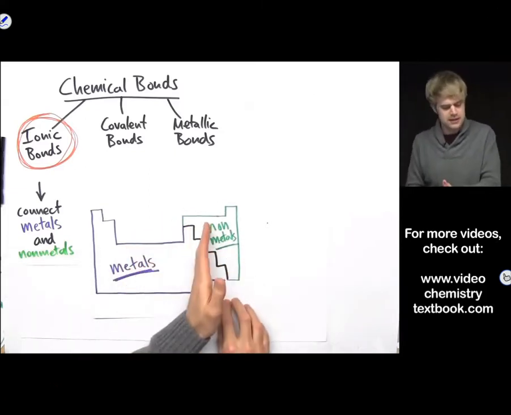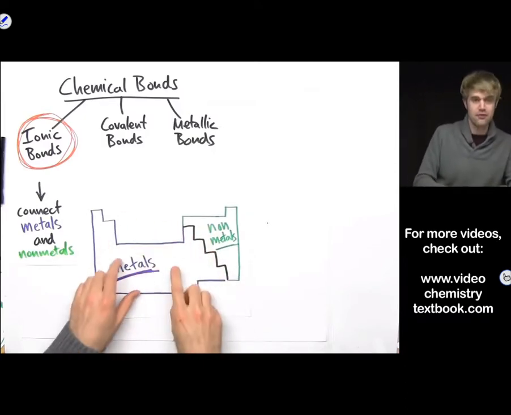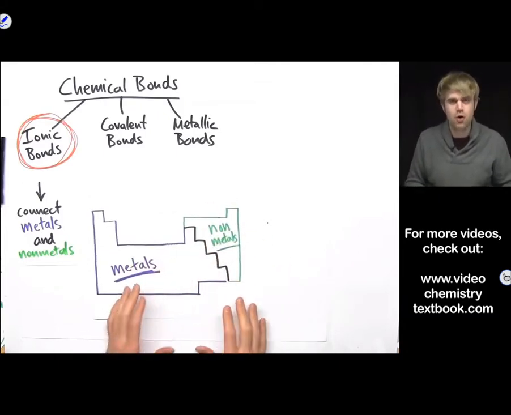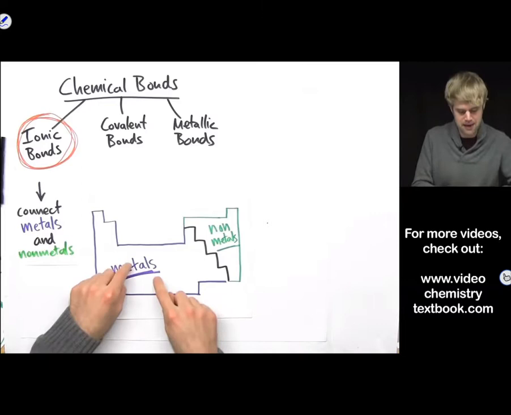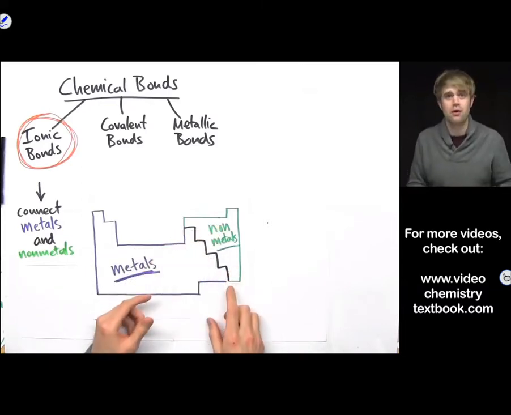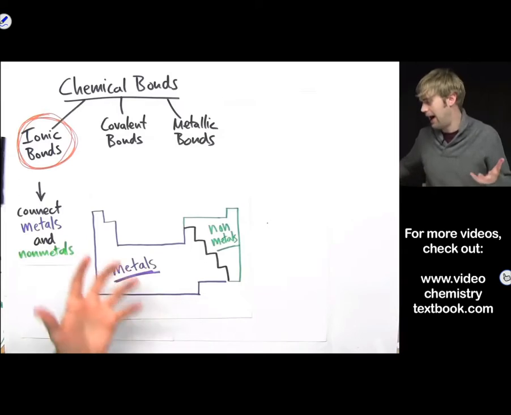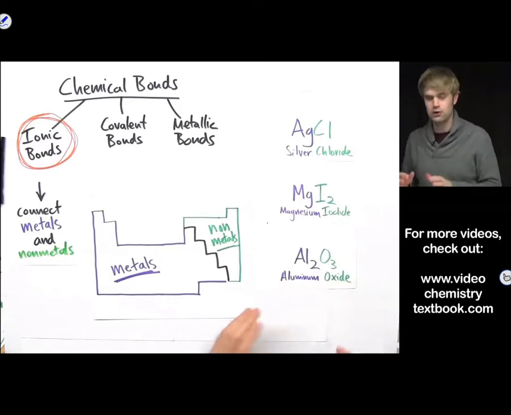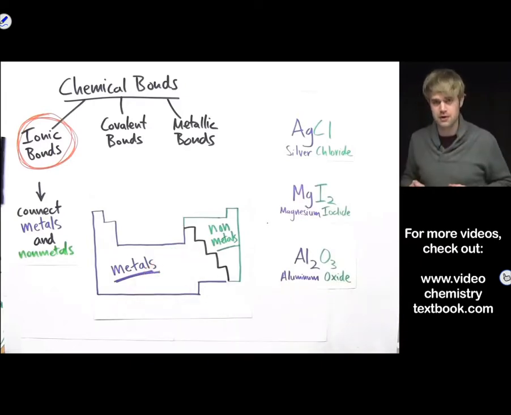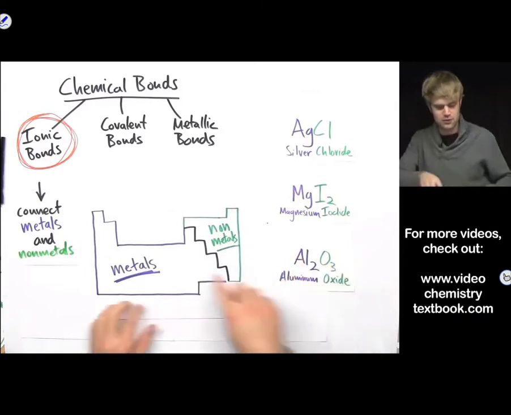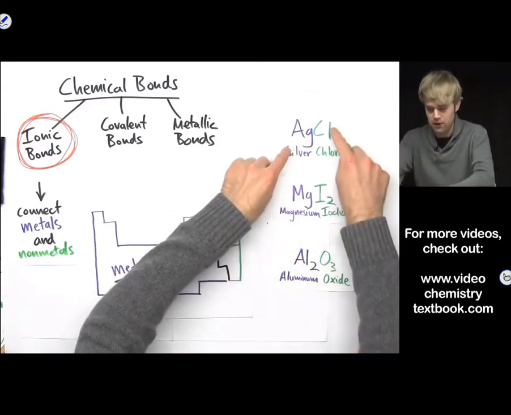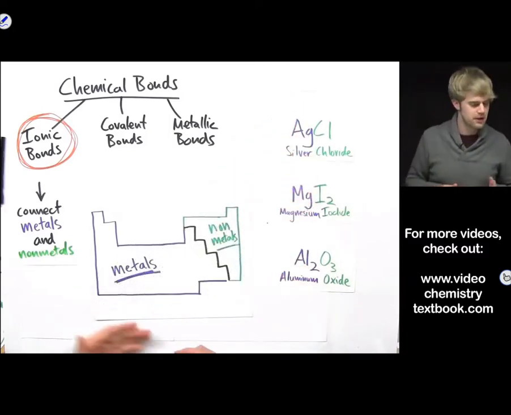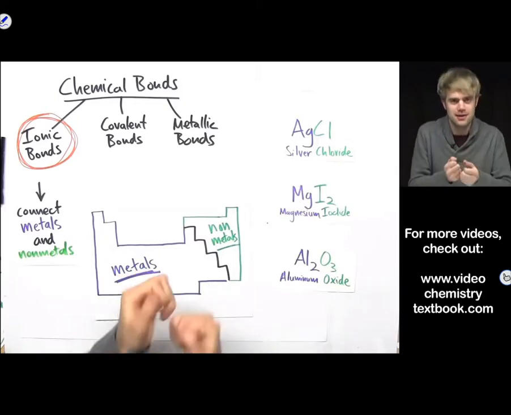Table. There's this big, thick staircase over on this side. And this staircase separates the metals, which are all the elements on this side, from the non-metals, which are most of the elements on this side. So whenever we have a chemical that has a metal connected to a non-metal, that's held together by ionic bonds. So some examples are silver chloride, magnesium iodide, or aluminum oxide. Each one of these chemicals have a metal from this side of the periodic table, with a non-metal from this side. So ionic bonds in all these because there are metals and non-metals connected together.